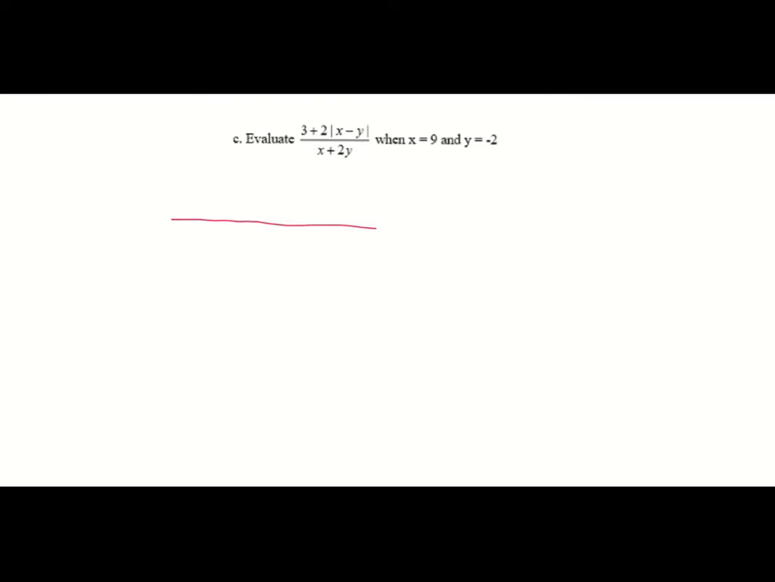So let's focus on filling in our values. So we'll have 3 plus, and then it's 2. And remember, those straight lines mean absolute value. So 9 minus a negative 2. And that's going to be over 9 plus 2 times negative 2.